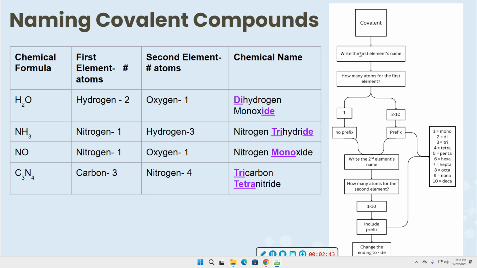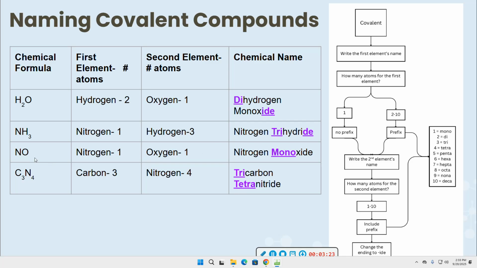If I look at my flow chart, it says write your first element's name, which we did, nitrogen. How many atoms for the first element? We only have 1, so I'm not going to use a prefix. Then I'm going to go to the second element. I'm going to write its name, hydrogen. How many atoms do we have? 3. So then I'm going to find my prefix for tri, and I'm going to put it in front of my hydrogen. I'm then going to change my ending to IDE. So hydrogen will become hydride.